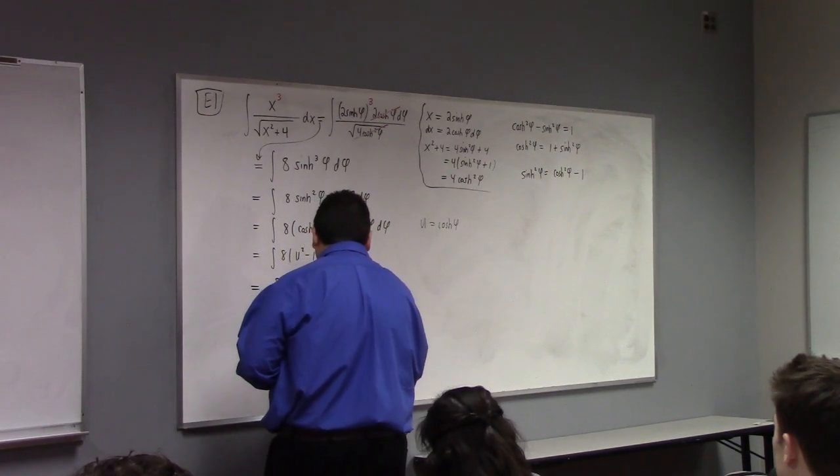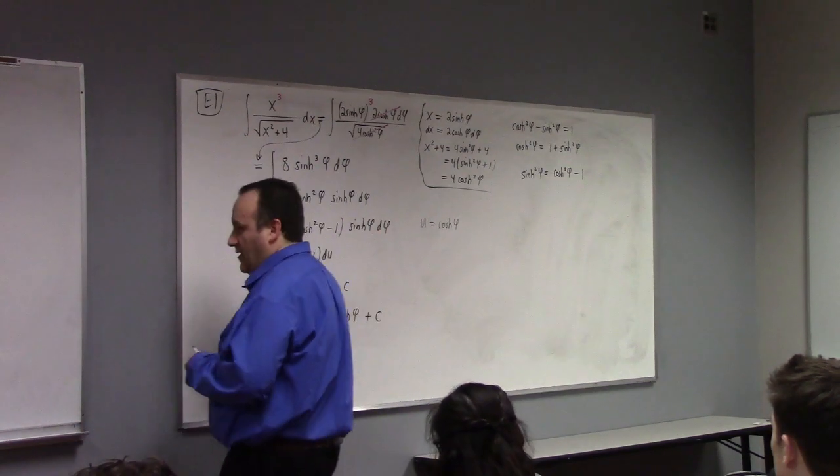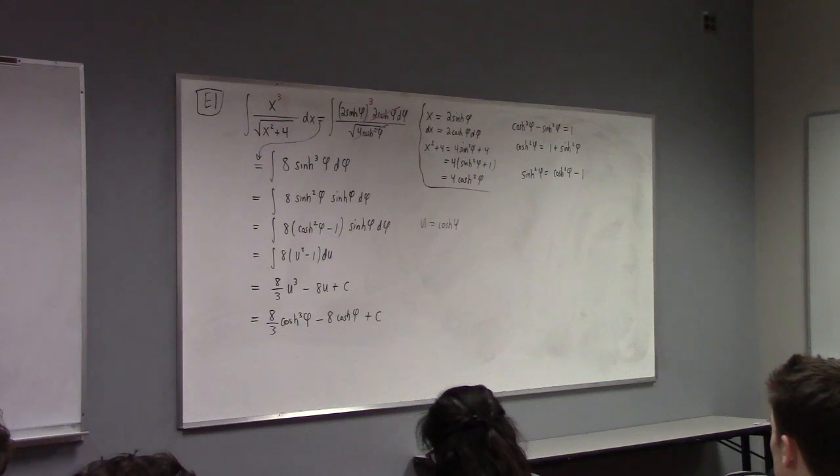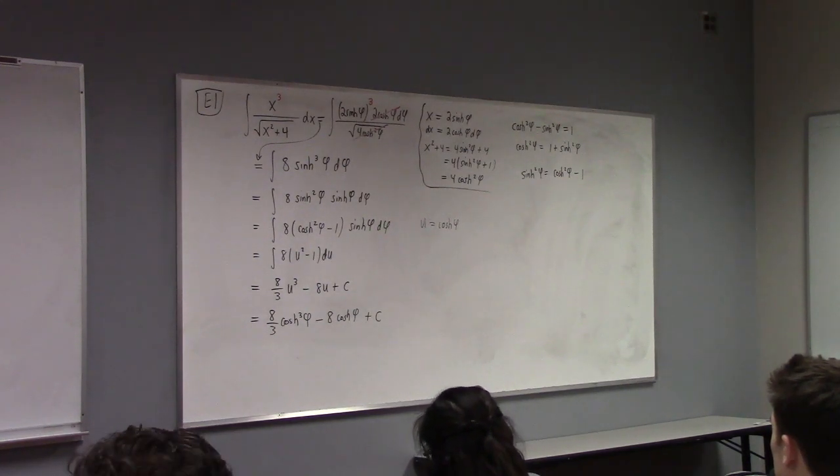Minus 8 cos phi plus a constant, all right? Now in my notes, I provided for you this, and this is something I haven't projected yet, but maybe I should. Here, let me project this because it'll take me too long to write it out.